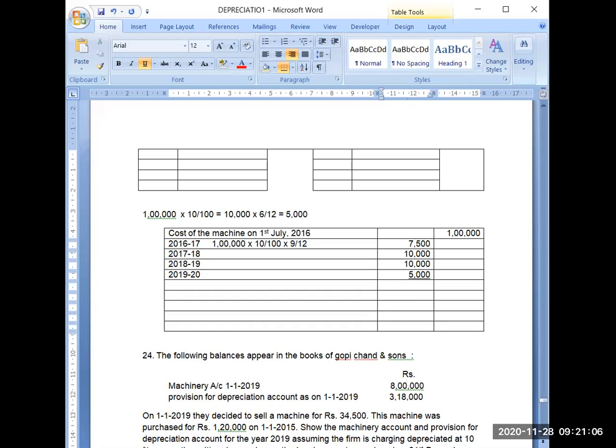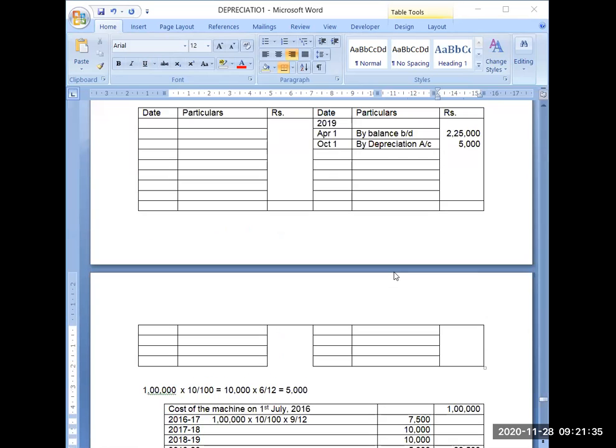So the total depreciation will be 32,500 in this manner. 32,500. I hope this point is also clear to you. I have opened the chat box now. You can reply there. If any confusion is there, you can ask. So the total depreciation charge is 32,500.